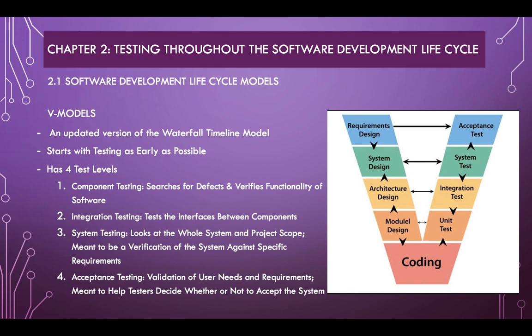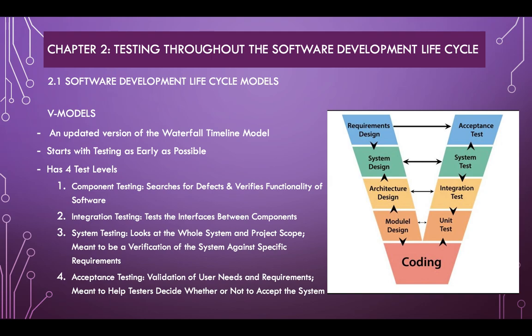V models. The V model is an updated version of the waterfall model. It starts with testing as soon as possible, and it has four levels. These levels are component testing, integration testing, system testing, and acceptance testing.